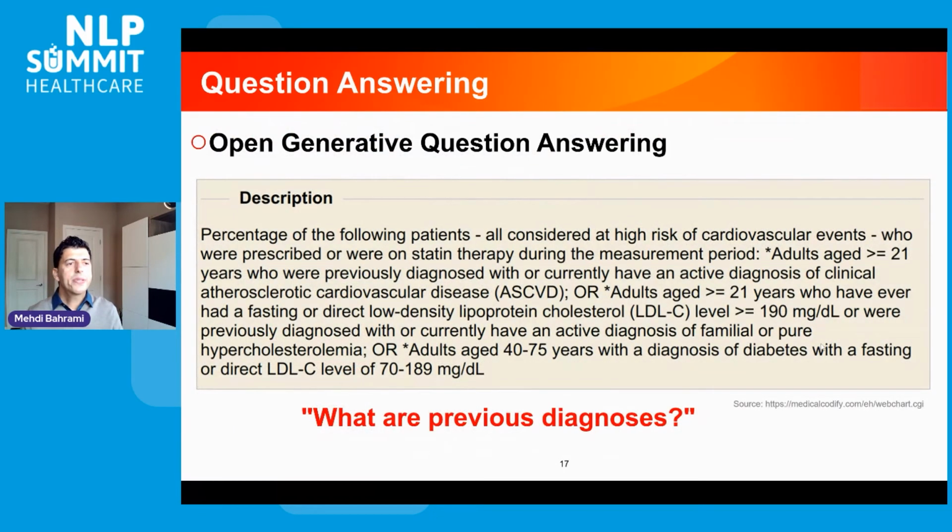One of the question answering types is open generative question answering. For instance, given a question like this, for example, what are the previous diagnoses for the patient? There is some description that we already captured in the EHR record. Now we're going to answer, and there is some signal that shows where the answer is, previous diagnosis, and then there are yellow boxes that show what the answer would be. So basically, in open generative question answering, the model generates free text directly based on the context.